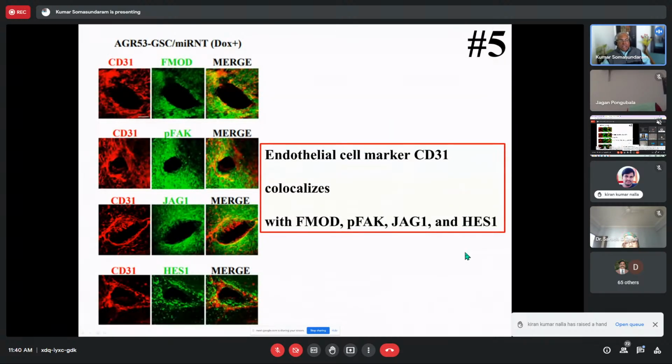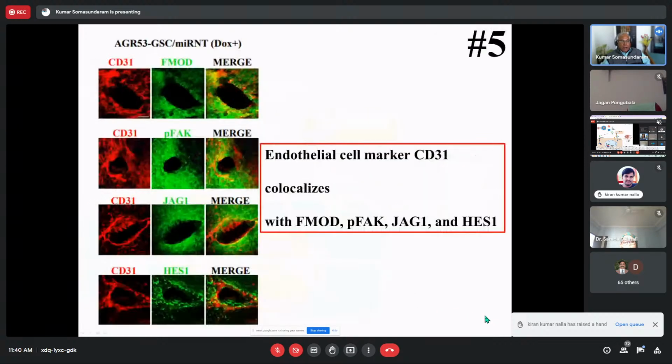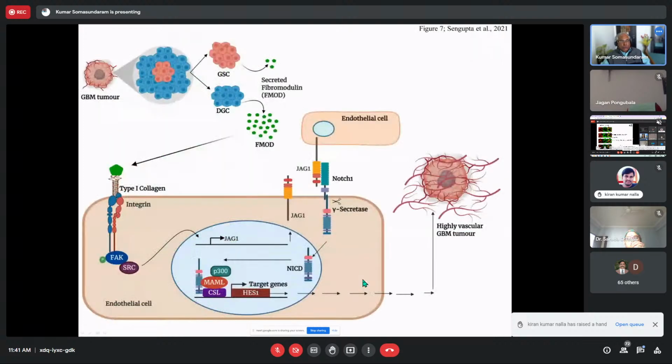One additional last evidence I want to provide: if this model is true in the context of the endothelial cells, all these markers should co-localize. For example, FMOD and JAG1 and phospho-AKT and HES1 along with the endothelial marker like CD31. You can see here CD31 and FMOD, CD31 and phospho-AKT, CD31 and JAG1, CD31 and HES1. You can see a very good co-localization on the endothelial cells. So suggesting that indeed our model is actually working in vivo in the context of the tumor as well.